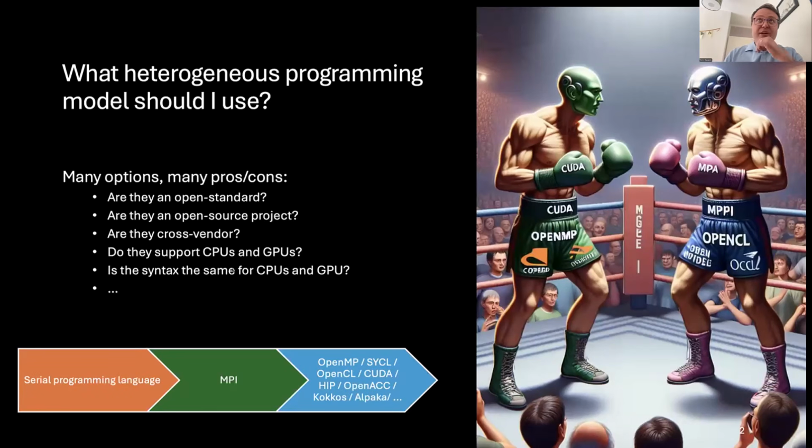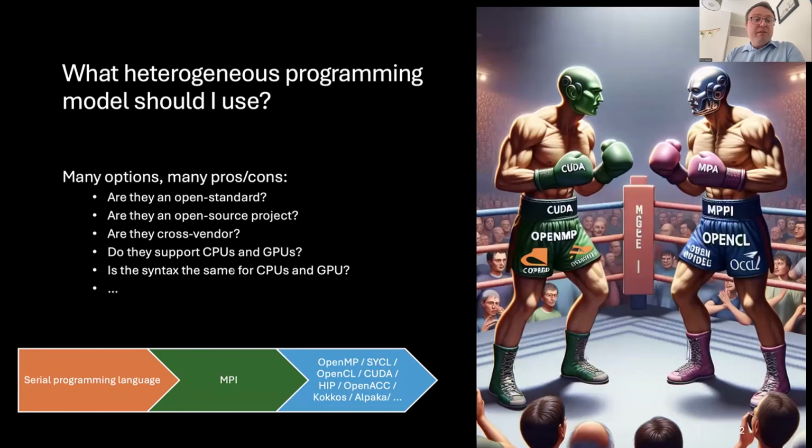And in recent history, I guess we've seen it a little bit like a boxing match of which one is going to win out overall, which one's going to be the one that lasts. And there's lots of pros and cons to this. Some of them are open standards, some of them are not. Some of them maybe are open source projects. There's some nuance there between a standard versus an open source project, mainly in terms of governance. Who are the people behind the ship that's steering the progress of that parallel programming model is a difference there.